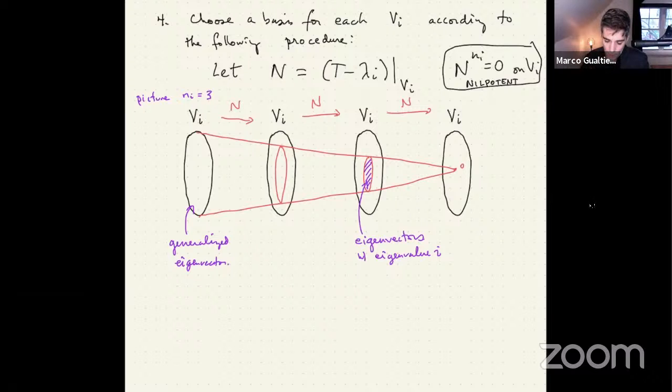Okay, and then how would I describe these eigenvectors with eigenvalue lambda I? This is the null space of T minus lambda, the null space of n. But this one here is the null space of n cubed. And this one here is the null space of n squared.